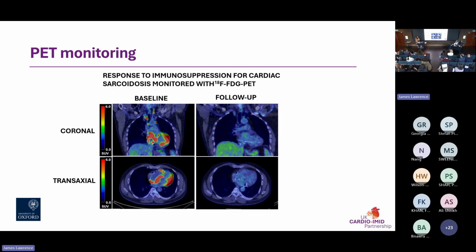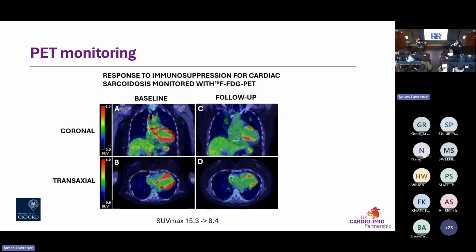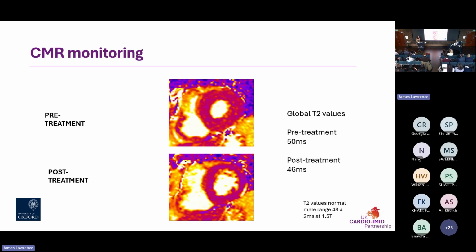So you can see here, this is someone who has quite extensive sarcoidosis, who following prednisolone has had complete resolution. But the picture can be a little bit more unclear in those where you have less response. So here you tend to use SUVs or standard uptake values. And you can see here that the max has fallen from 15.3 to 8.4. Now, of course, I have alluded to PET's disadvantages, in particular this failure of suppression. So there is this growing interest in looking at MRI monitoring. So this is a T2 map in someone before and after having steroid treatment, and you can see there has been a significant fall in T2 values.